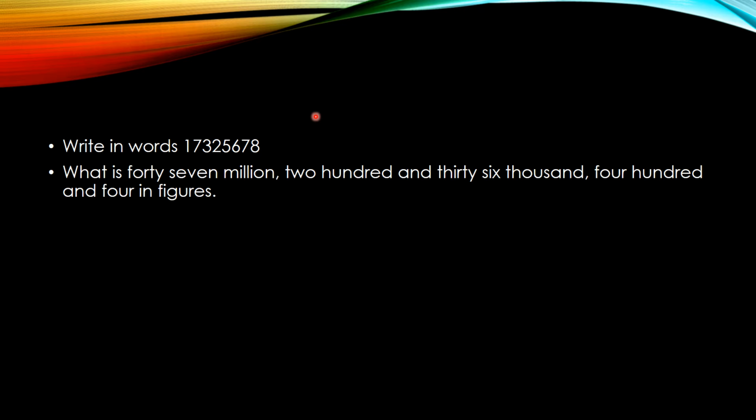Then if someone asks you to write 47 million, you write 47 with 6 zeros. A million has 6 zeros. Then 236,000, remember 1,000 has 3 zeros, so you just write 236 and then you add the 3 zeros. Then 400, it is 4 with 2 zeros. Then you add it downwards, it will give you the required figure. So make sure you write them down, and then you attempt it, you submit it for marking.